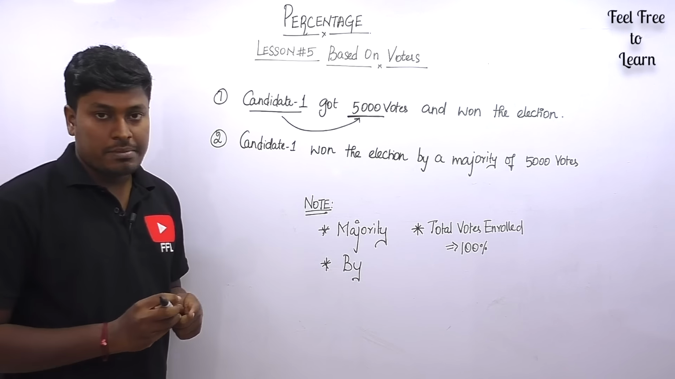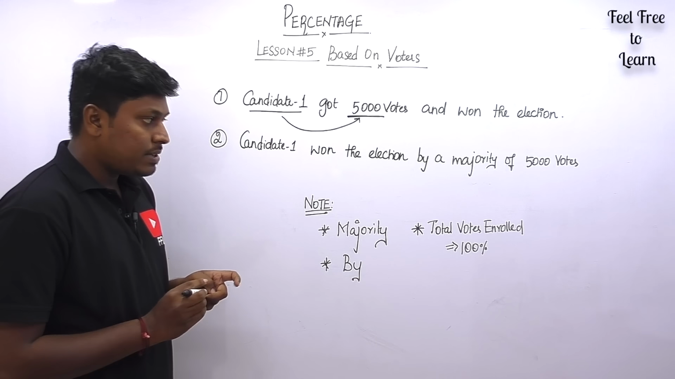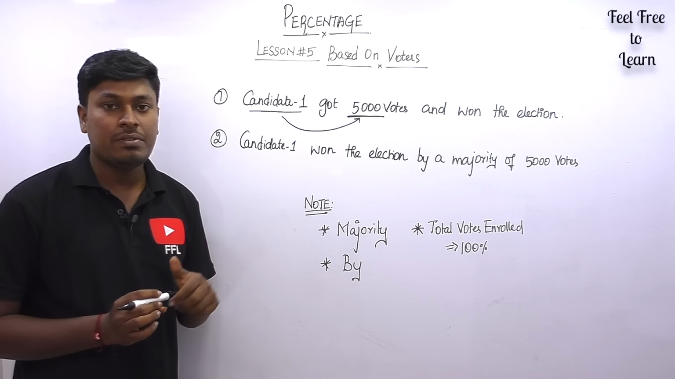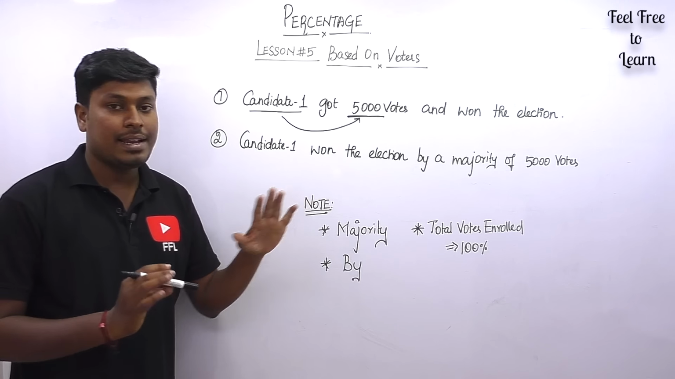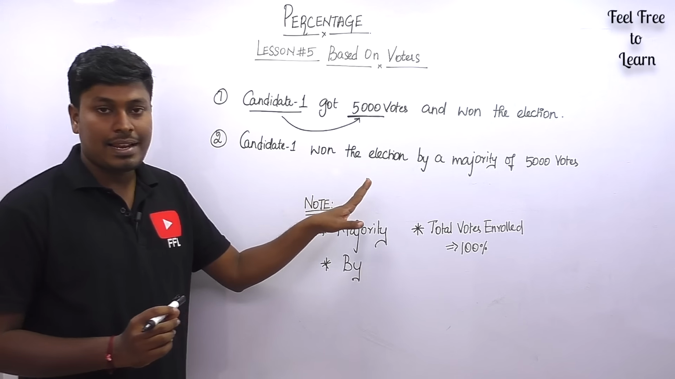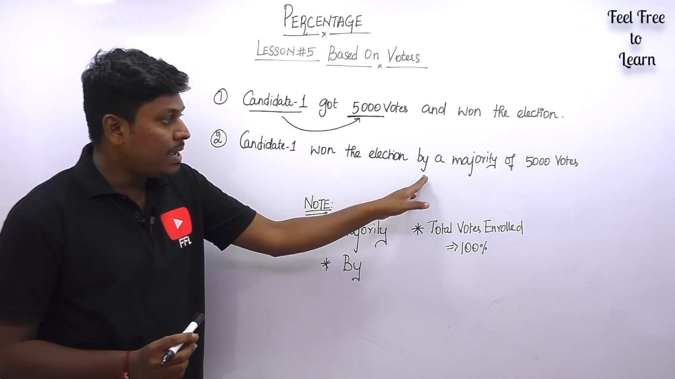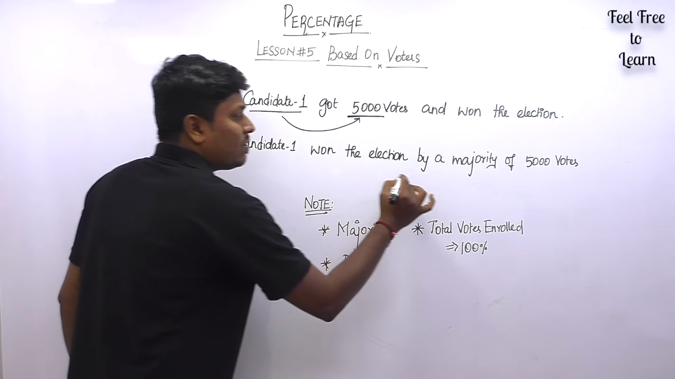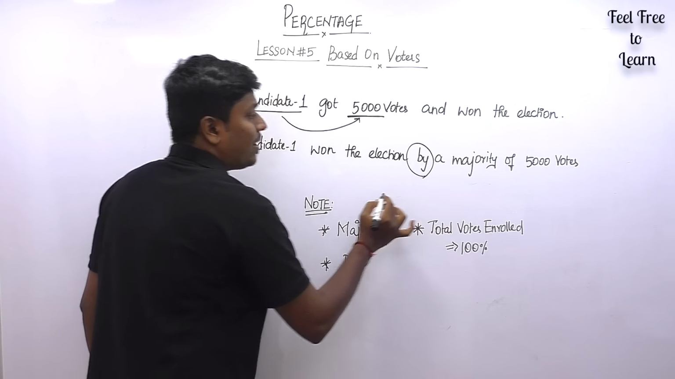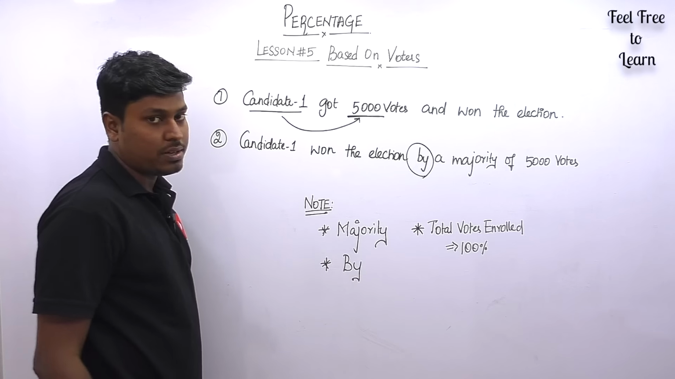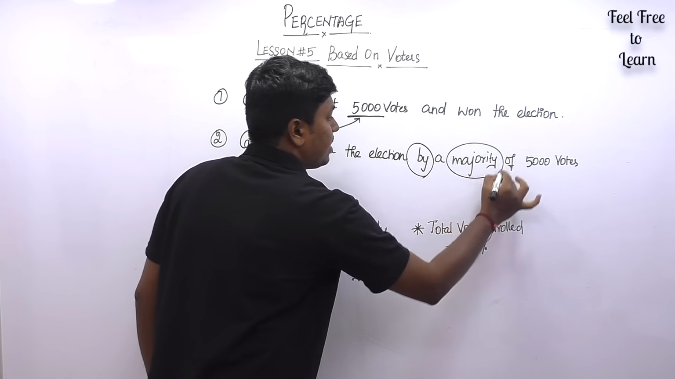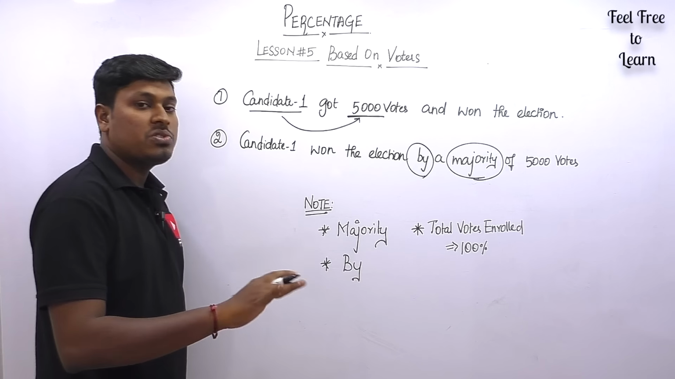Let me move on to point number 2. Candidate 1 won the election by a majority of 5,000 votes. What is the meaning of it? Candidate 1 won the election, so the first candidate won the election, right? Won the election by a majority of 5,000 votes, which means two words are always important while solving questions based on OTIS. One is the word "by", and another is the word "majority".